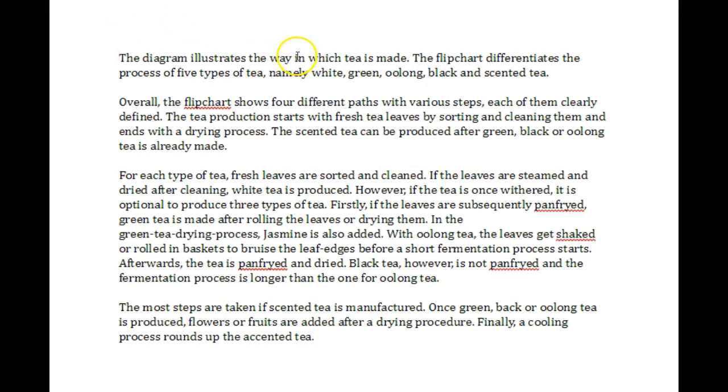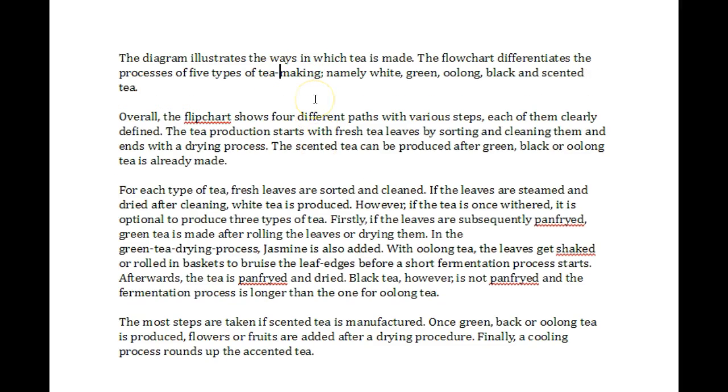So the diagram illustrates the ways, there are multiple ways, in which tea is made. This is a flow chart, not a flip chart. A flip chart is many pieces of paper that flip. This here should be a semicolon before namely. The flowchart differentiates the processes of 5 types of tea making. Like that, actually.